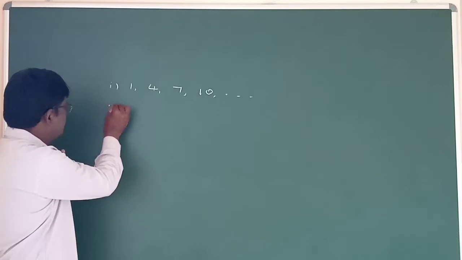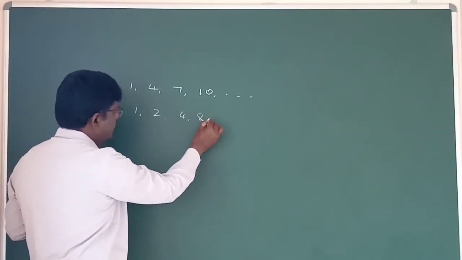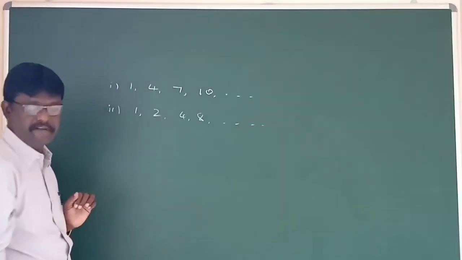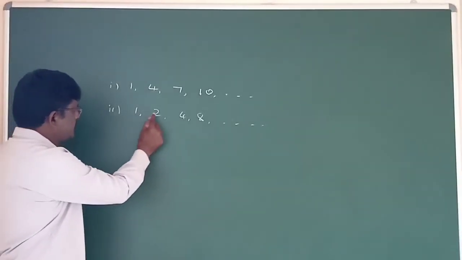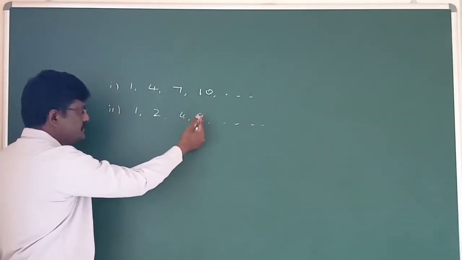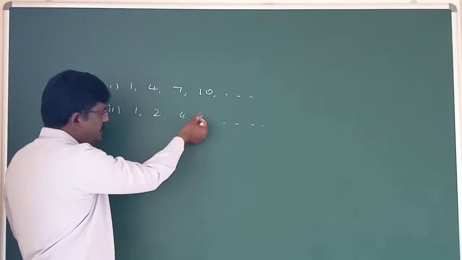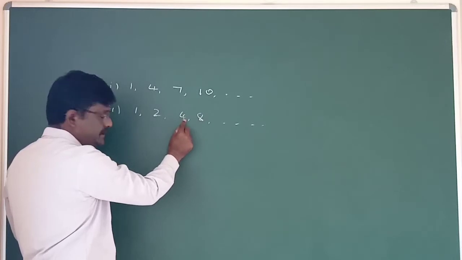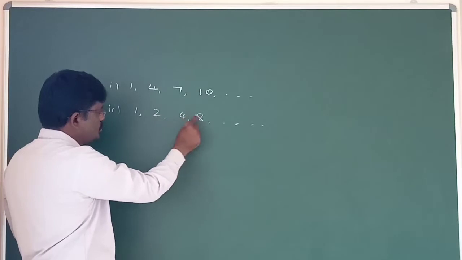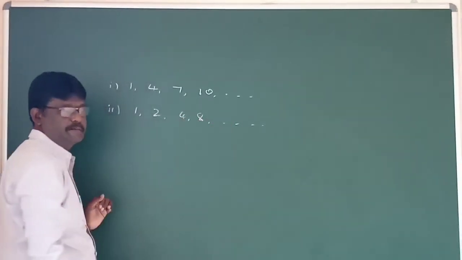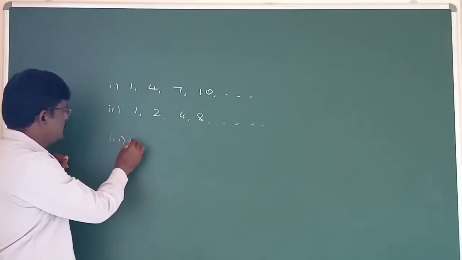Let us take one more example. 1, 2, 4, 8. Here also increasing order. At the same time, you see each successive term is obtained by multiplying the preceding by what? 2. Two ones are 2, two twos are 4, four twos are 8. Hence the next number can be obtained as what? Eight twos are 16.